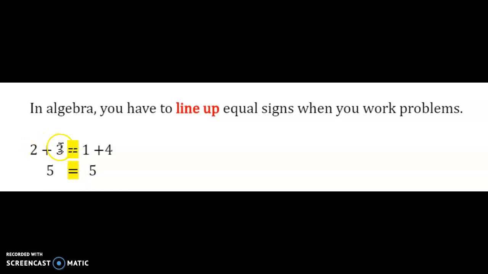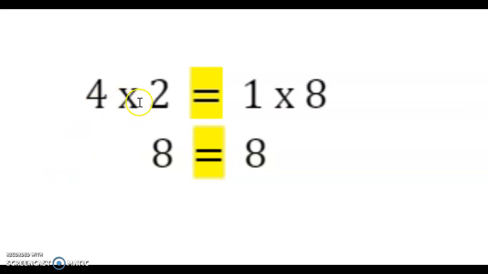So here we can see that 2 plus 3 is equal to 1 plus 4. The left side is the same as the right side. 5 is equal to 5. Notice how my equal signs, as I have worked those problems, are lined up. Here's another one. 4 times 2 equals 1 times 8, which means 8 equals 8. Again, we are lining up the equal signs as we work our problems. If we were to work this problem, we wouldn't just take this 8 equals 8 and put it over here on the side. Sometimes when you work one side, you put the equal sign right down underneath it.